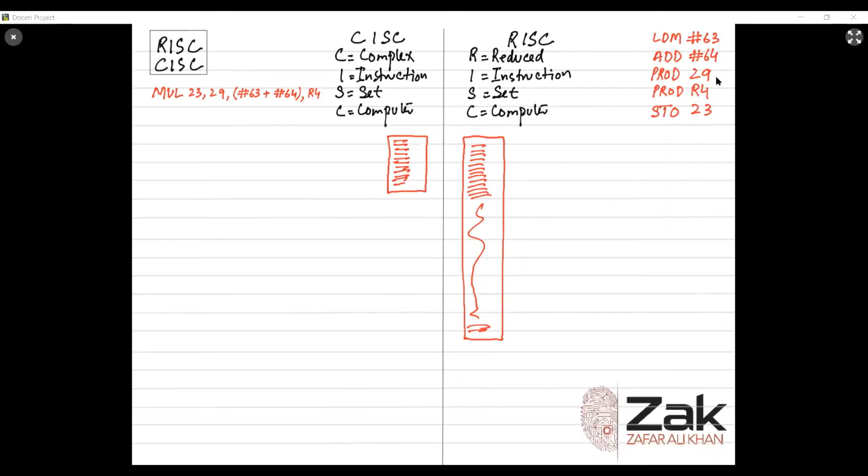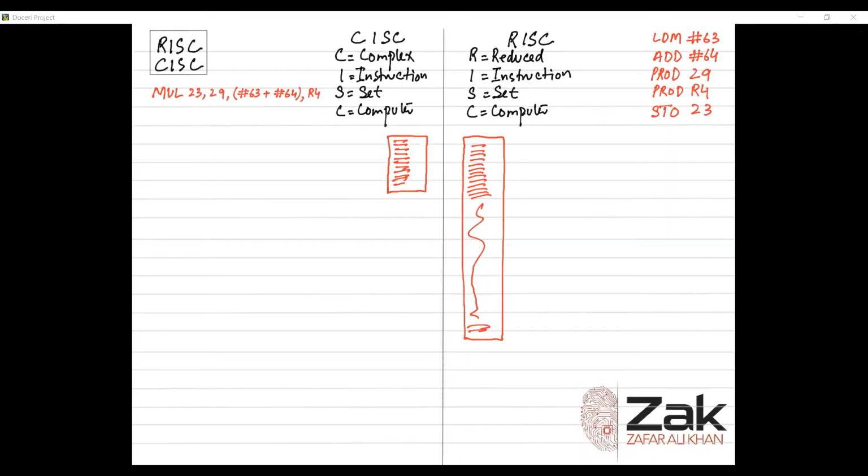Afterwards, whatever the result, let's say R4 is the name of a register. The way we can name memory addresses, we have names of the processor registers as well. So there is a processor register called R4, register 4. So the content of register 4 will be multiplied with the content of the accumulator, and then whatever the result, that will be stored at location 23.